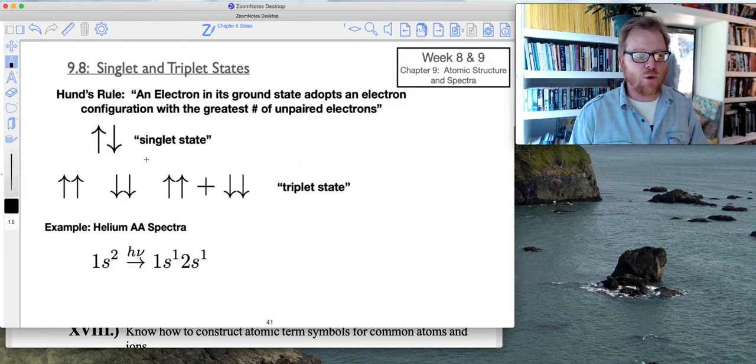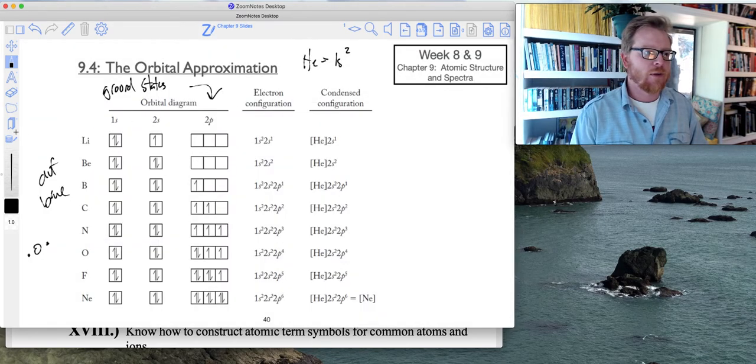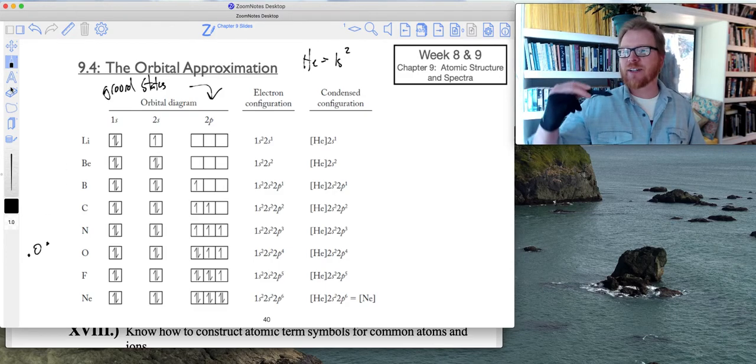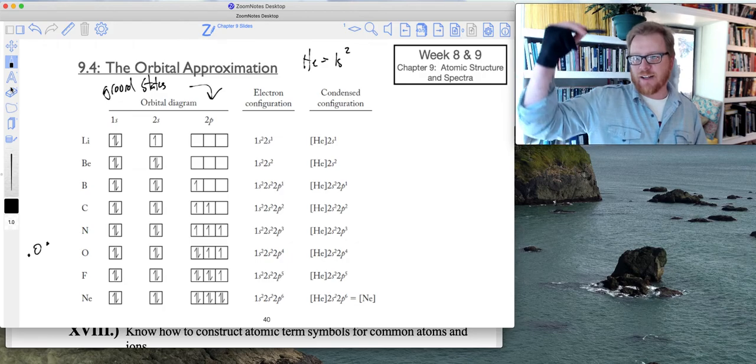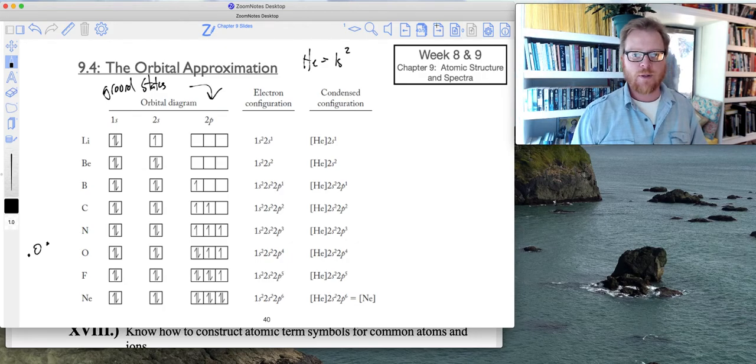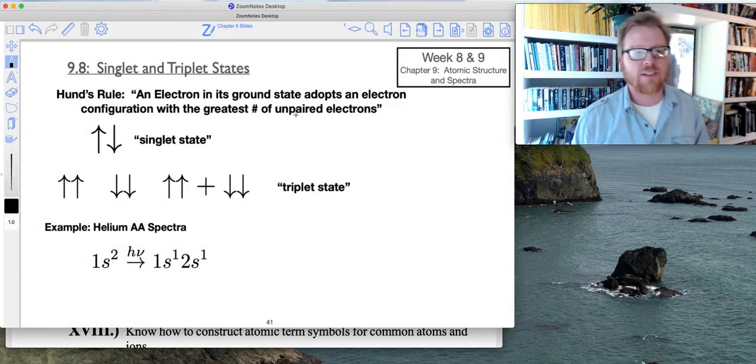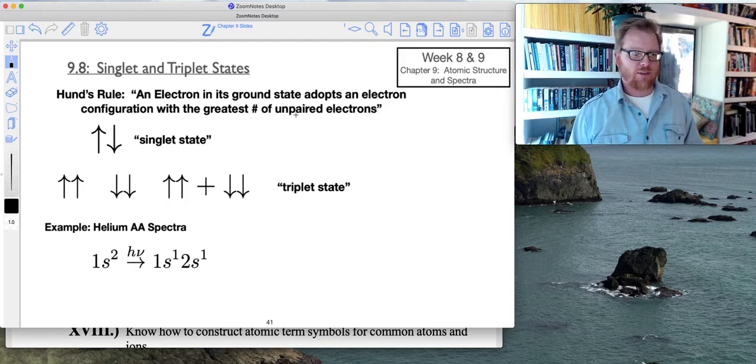Just to remind you, Hund's rule says an electron in its ground state adopts an electron configuration with the greatest number of unpaired electrons. Oh my God, what did I say? I said Aufbau. Hund's rule. Let's erase that. The Aufbau principle is the building up, putting electrons into each successive orbital. So Hund's rule says greatest number of unpaired electrons.